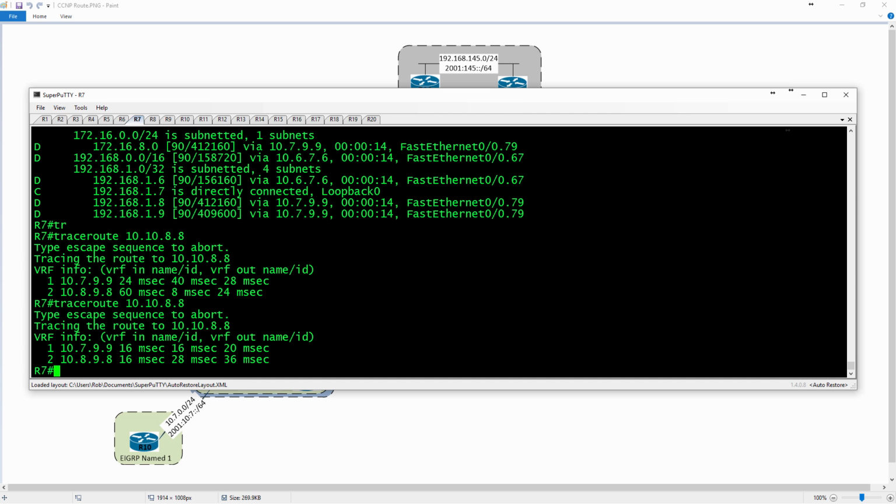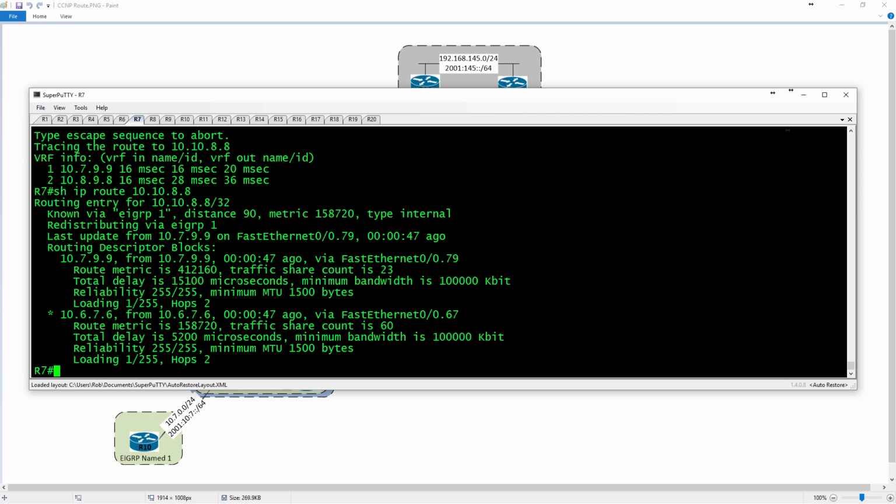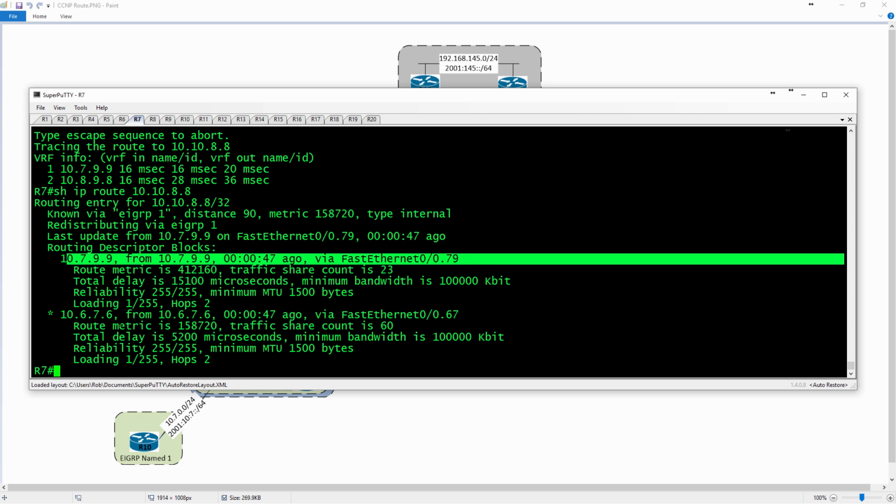It should leverage both. 10.10.8.8. Okay, in this case here, it's doing some share counting. Now what this means is, when you're doing a traffic share count, the reason why it's got to do a traffic share count is it's going to send a number of packets this way and then a number of packets this way.